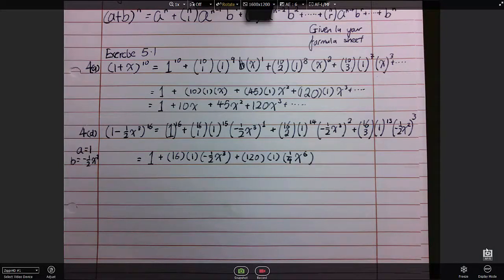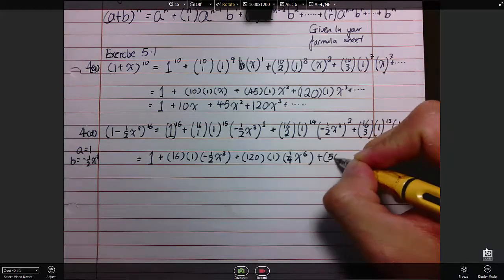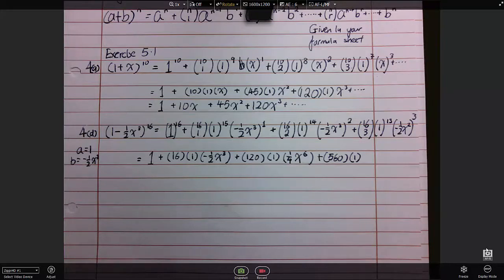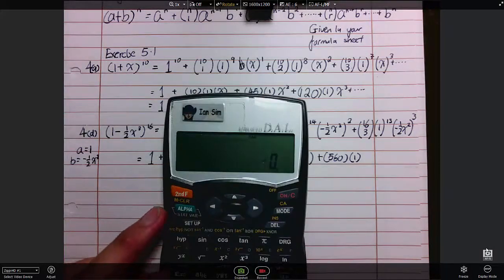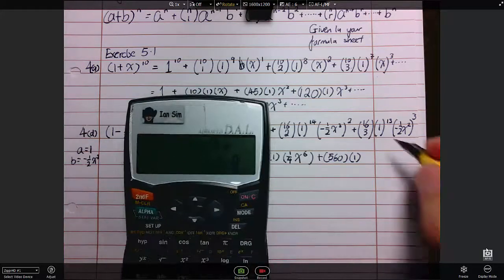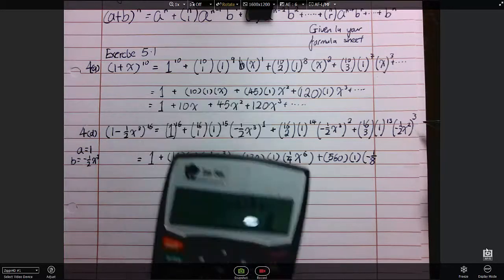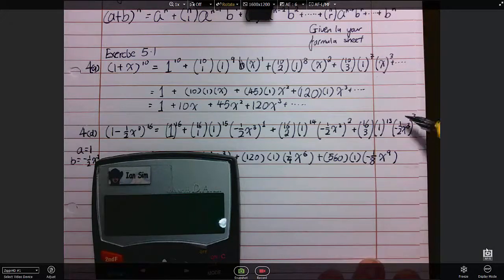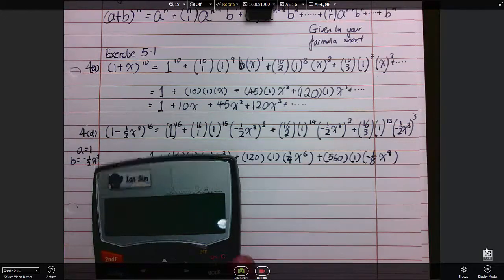Now for the next term we have 16 choose 3. Let me key that in the calculator. 16 choose 3 gives me 560. Then 1 to the power of 13 is still 1. Negative half cubed, if you key it into your calculator, let me put a bracket there, negative half to the power of 3 is negative 1 over 8. So I get negative 1 over 8, times x cubed to the power of 3. By laws of indices, x to the power of 3 times 3 is x to the power of 9.